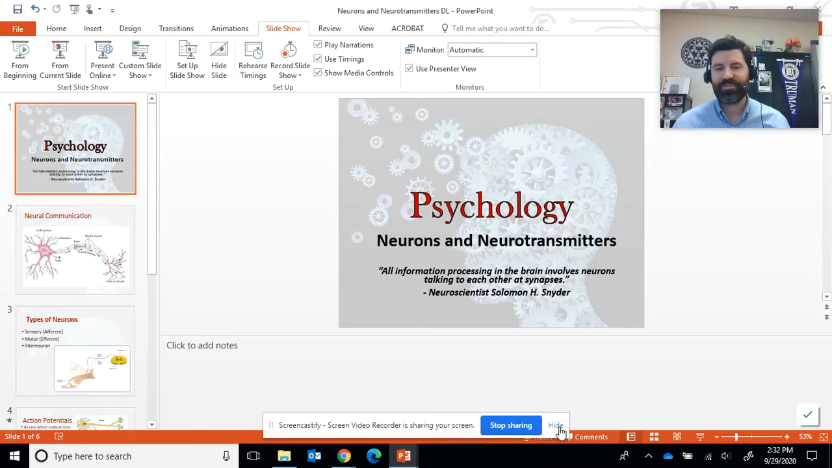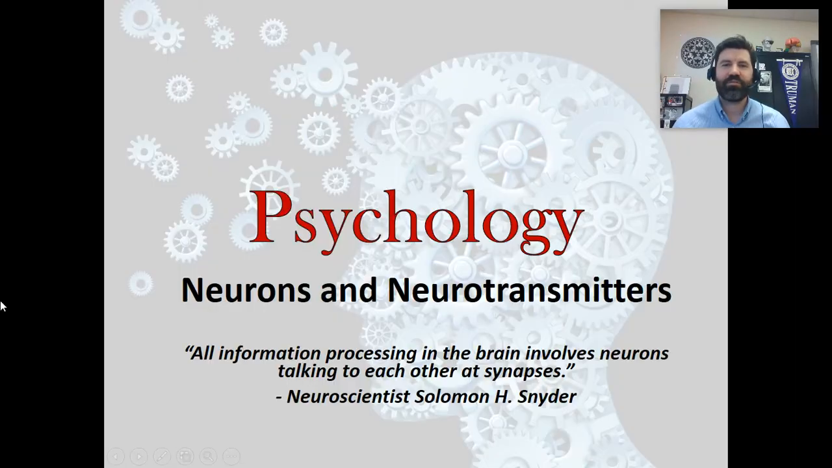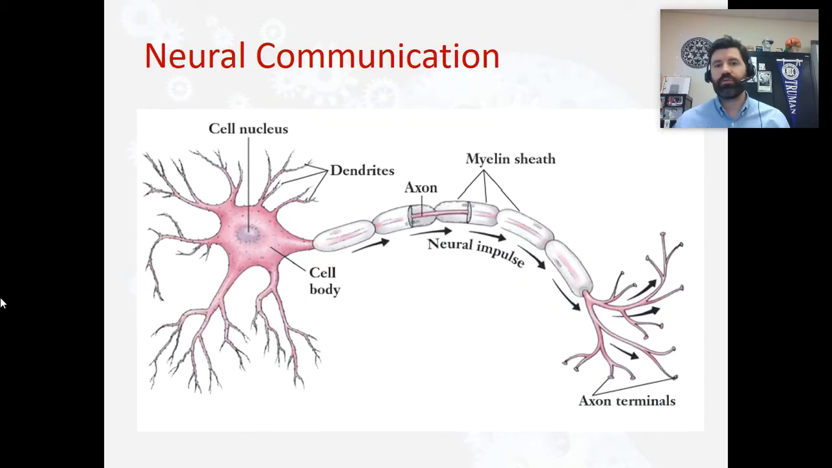Hey everyone, welcome back to the second part of our conversation about neurons and neurotransmitters. So, hopefully, by now you've watched the lecture about what a neuron is, what that cell looks like, some of the different structures of a neuron, and how that operates. So this next slide is kind of a review for you.